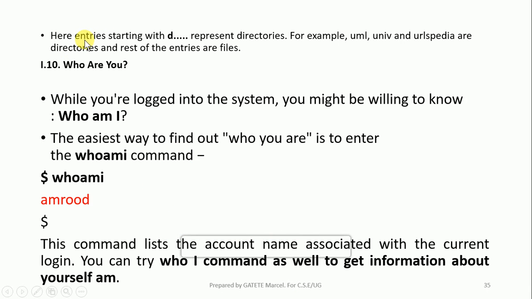So here we can interpret the output. The entry is starting with d. If I am having an entry starting with d, this means that the entry is a directory. For example, if I am having usr, unif and url, spedia are directories, and the rest of the entries are files. You can check here.